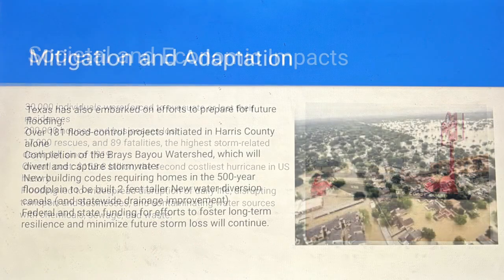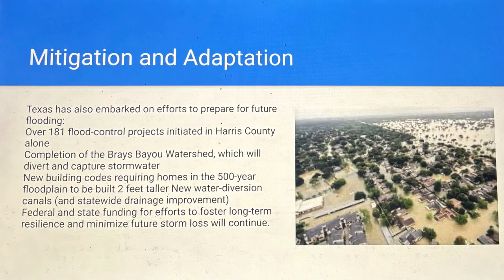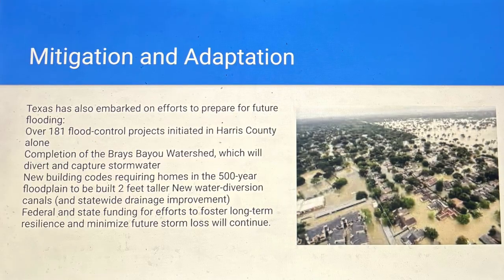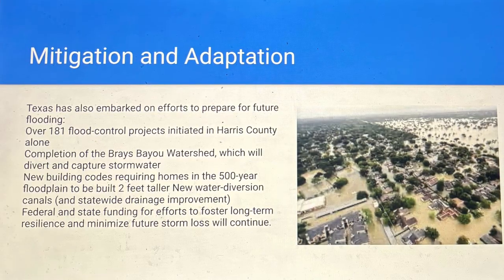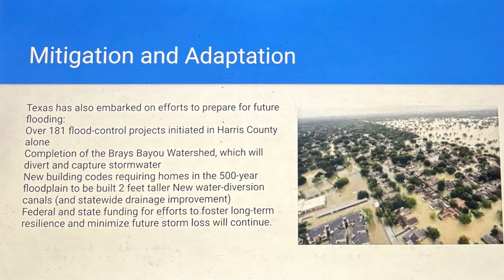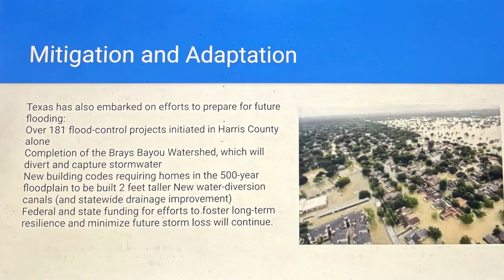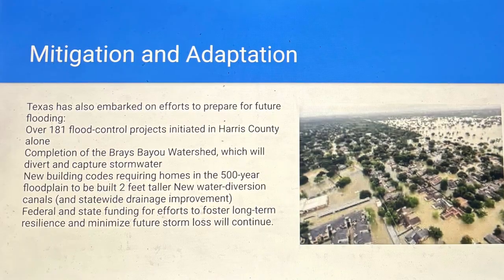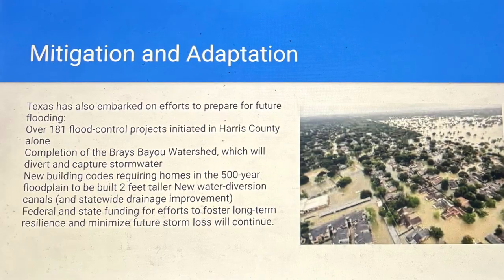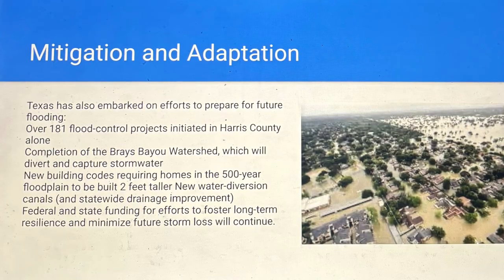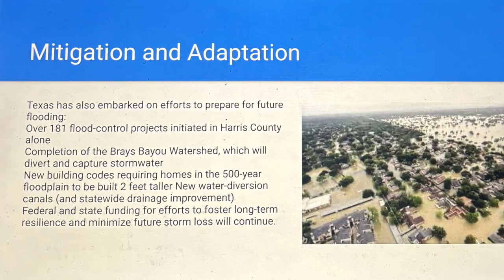Lastly, we're going to look at the mitigation and the adaptation. So Texas has embarked on efforts to prepare for future flooding. Over 181 flood control projects were initiated in Harris County alone. Completion of the Brays Bayou watershed, which will divert and capture stormwater so that they will have backup reserves for water in case something like this were to happen again.